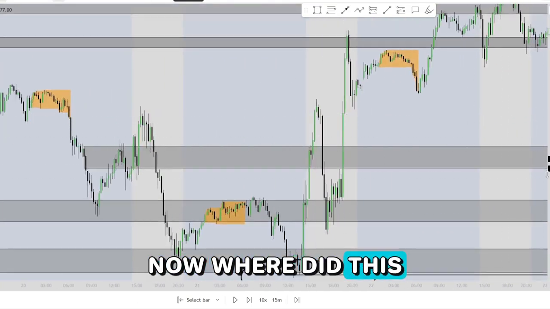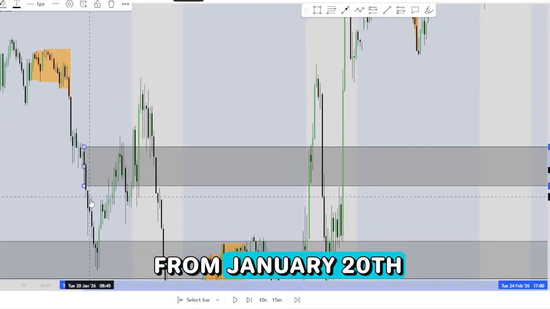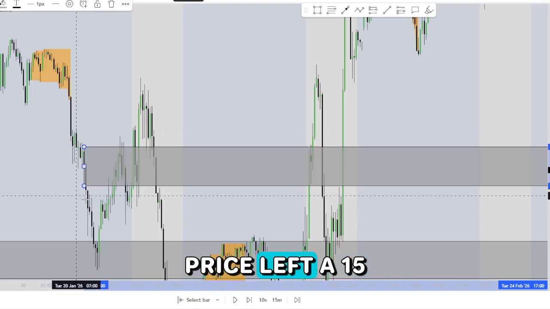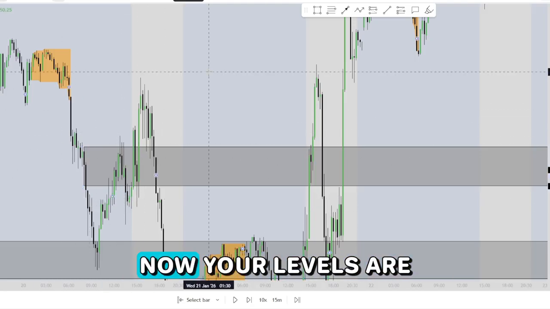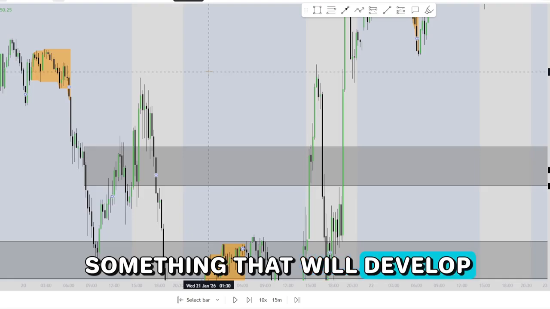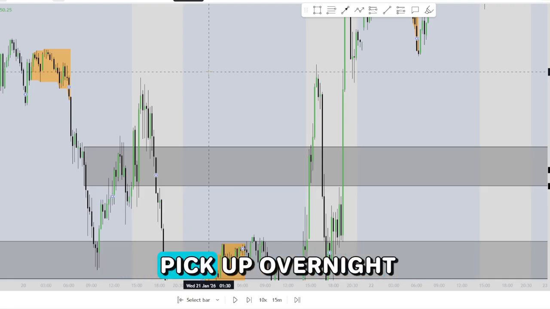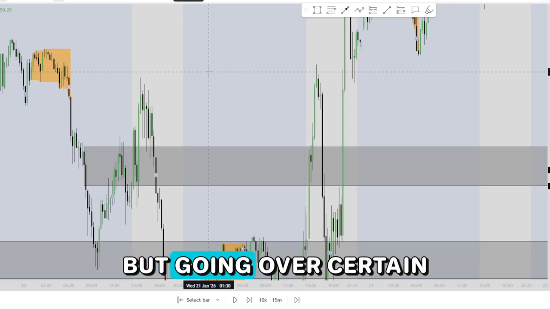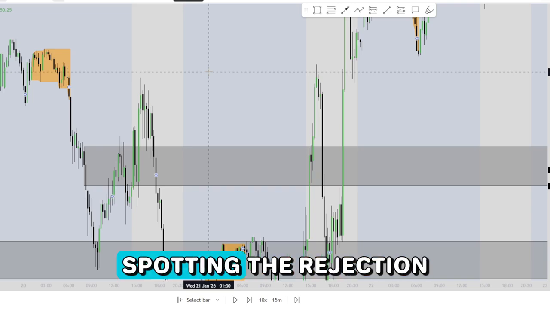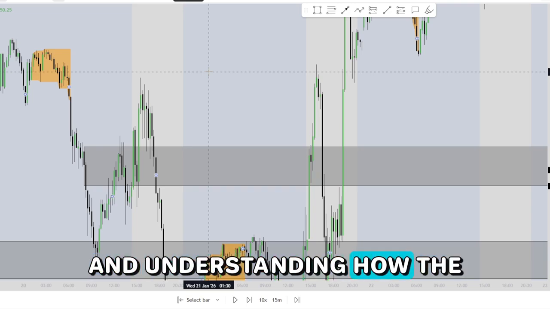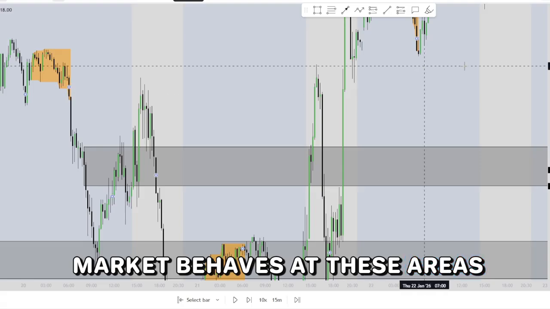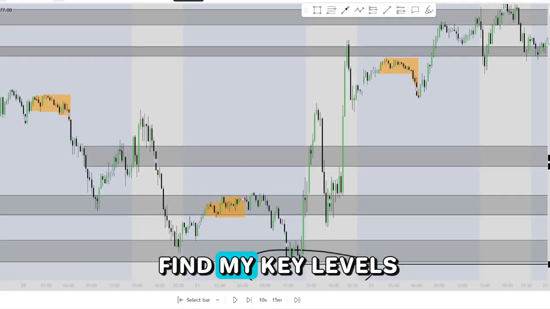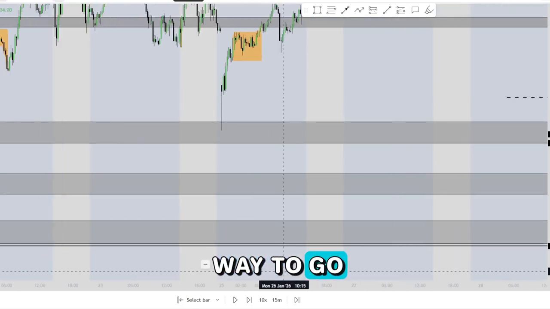Now, where did this level come from? This level came from the 20th of January. Price left a 15-minute fair value gap. Now, your levels are something that will develop with time. It's not something you'll pick up overnight, and you certainly won't pick it up by watching this video. But going over certain fair value gaps, spotting the rejection, and understanding how the market behaves at these areas is roughly how I find my key levels, and it's roughly the way to go.